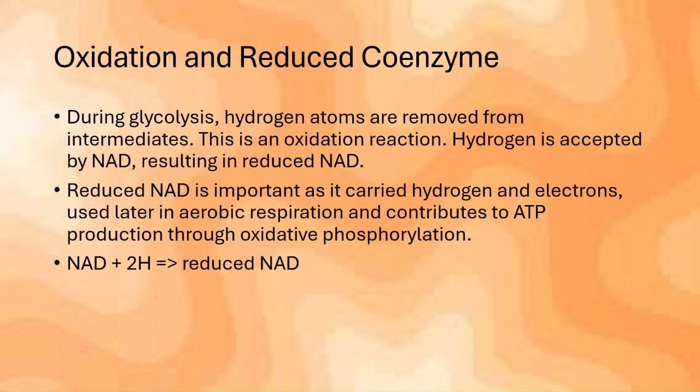So during glycolysis, hydrogen atoms are removed from intermediates. This is an oxidation reaction. Hydrogen is accepted by NAD, resulting in reduced NAD. Reduced NAD is important as it carries hydrogen and electrons, used later in aerobic respiration, and contributes to ATP production through oxidative phosphorylation. And once again, at the bottom, you have the bullet point that shows the reduction of NAD.